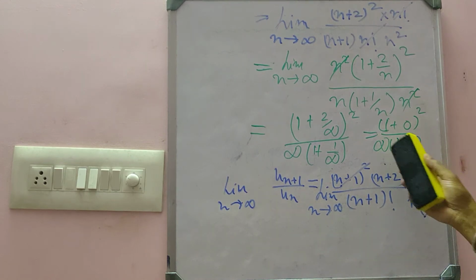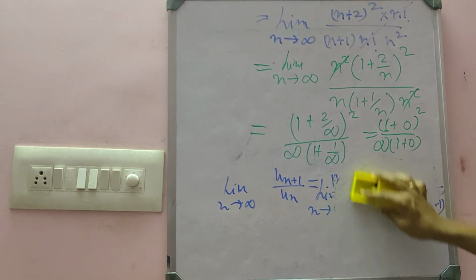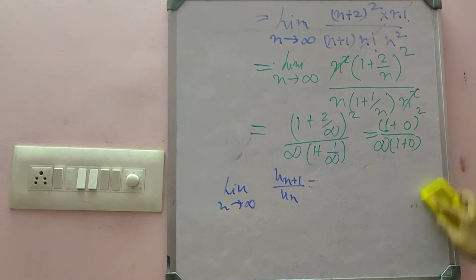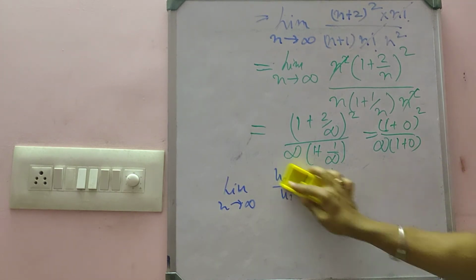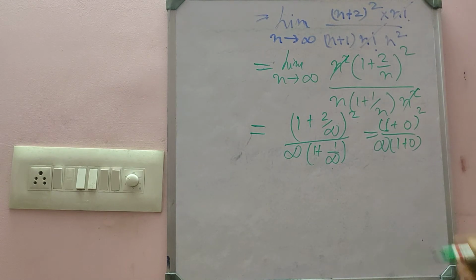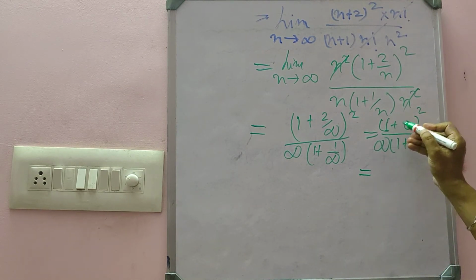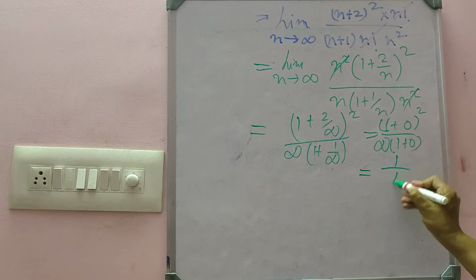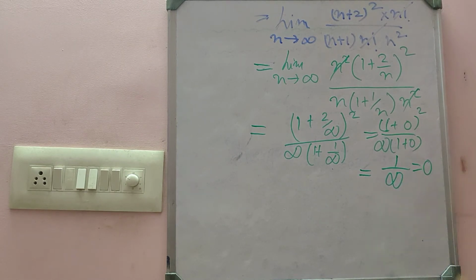So here 1 plus 0 is 1, infinity into 1 is infinity, and even if it is any other value, 2, 5, 10, whatever the value, infinity multiplied by any value will always be infinity. So upper is 1 plus 0, 1 square is 1, 1 by infinity. So 1 by infinity is always 0.